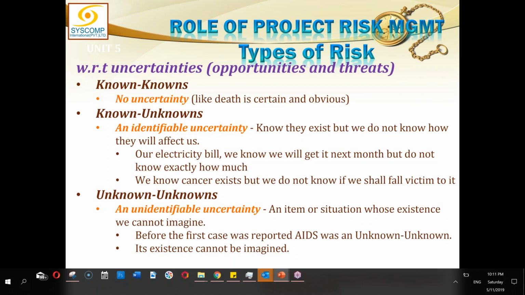Let's take another example. In Pakistan, we know that every year in a certain period of time, there is a threat of floods. Now, every year there is a rise in water level. Sometimes it is more, sometimes it is less. Sometimes the damage is more, sometimes the damage is less. But we can probabilistically analyze and see how dangerous the floods are in Pakistan. So this is again a known.